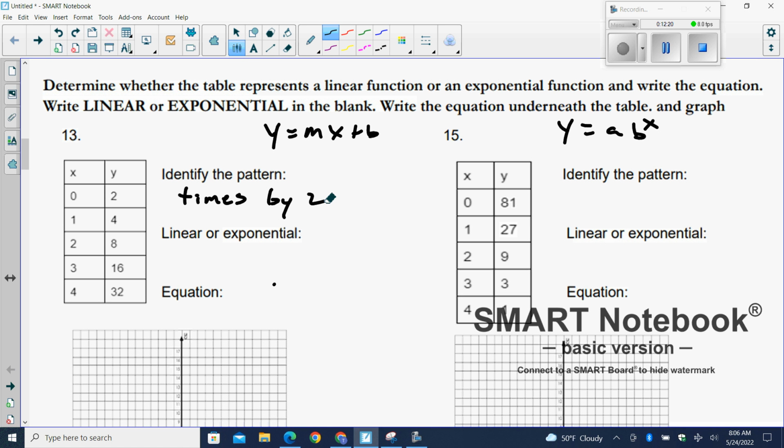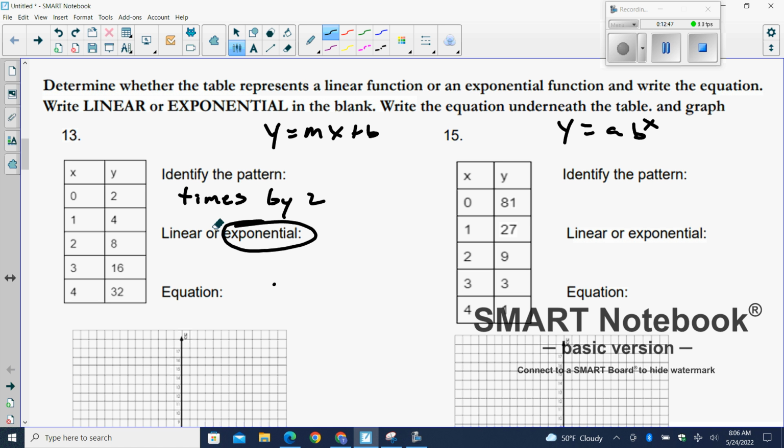Okay, linear. You add the same amount every time. Be careful, that could also be subtracting, right? We could add a negative. Exponential, you multiply by the same amount every time. Again, be careful, that could be dividing, meaning like multiplying by a half or a third and so on. Okay, so this one is multiplying by the same amount. It is exponential. So I know I'm looking at y equals ab to the x.